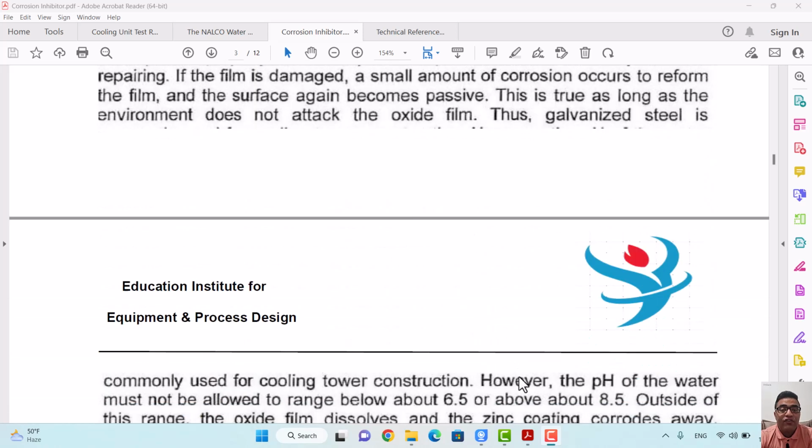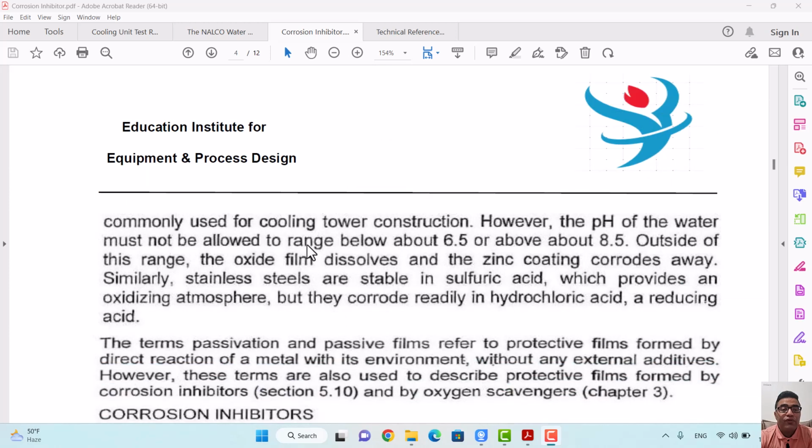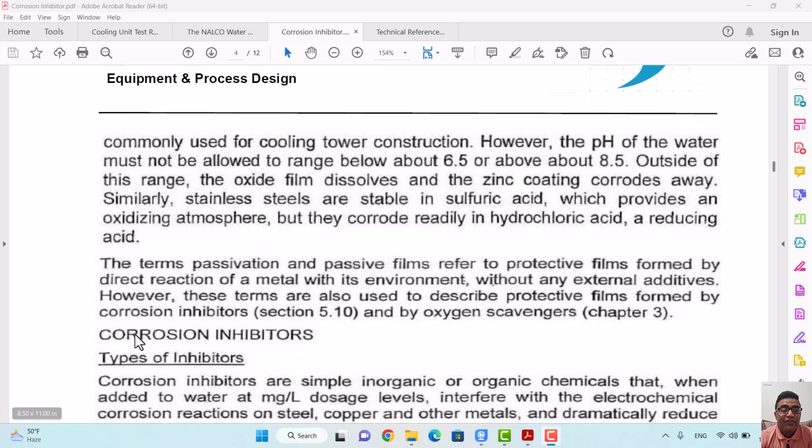Thus, galvanized steel is commonly used for cooling water construction. However, the pH of water must not be allowed to range below about 6.5 or above about 8.5. Outside of this range, the oxide film dissolves and the zinc coating corrodes away. Similarly, stainless steels are stable in sulfuric acid, which provides an oxidizing atmosphere, but they corrode readily in hydrochloric acid, a reducing acid.